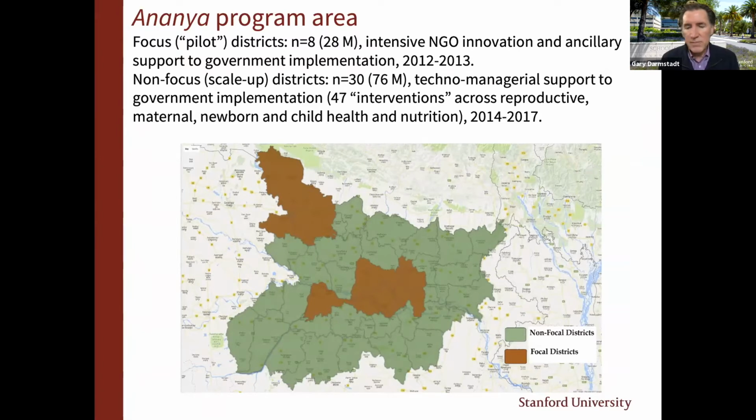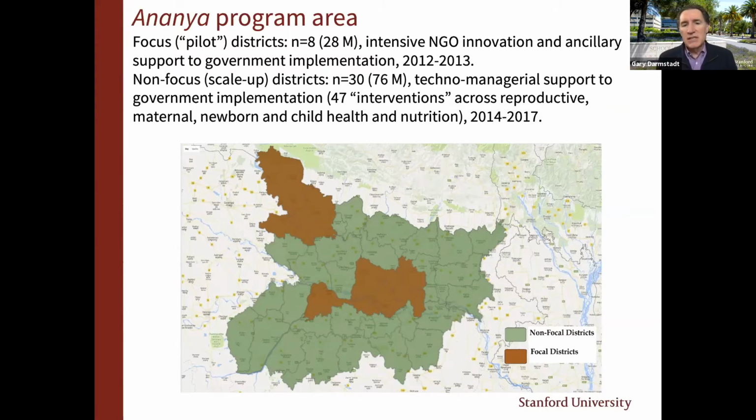with messages, information, behavior change, and services. And a lot of innovation took place. There were RCTs that were conducted. We published separately some of the results from those RCTs. And then coming out of those 2 years, went into a scale-up phase in which the NGOs pulled back their active support and provided strictly techno-managerial support to the government, with the government implementing through their own health systems.